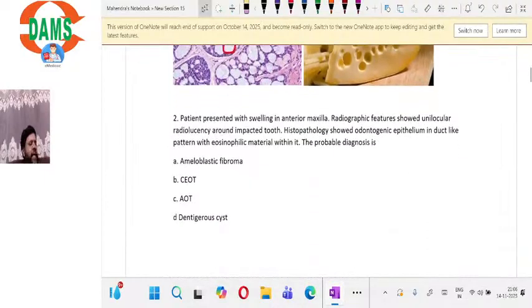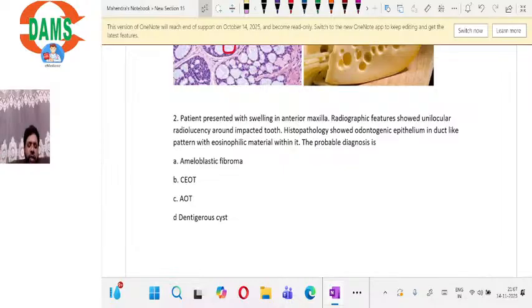A patient presented with swelling in anterior maxilla. Radiographic features showed unilocular radiolucency around the impacted tooth. Histopathology showed odontogenic epithelium in duct-like pattern and eosinophilic material within it. The probable diagnosis is... see, first of all, we have to rule out. Swelling in anterior maxilla is point number 1. Number 2, unilocular radiolucency around impacted tooth. So usually it is the case of AOT.